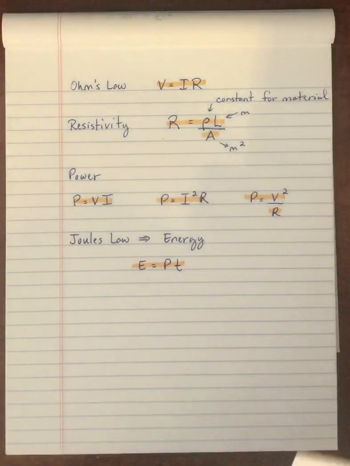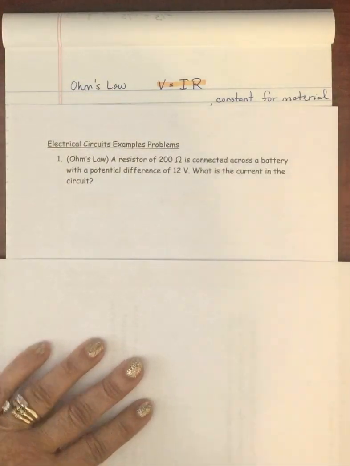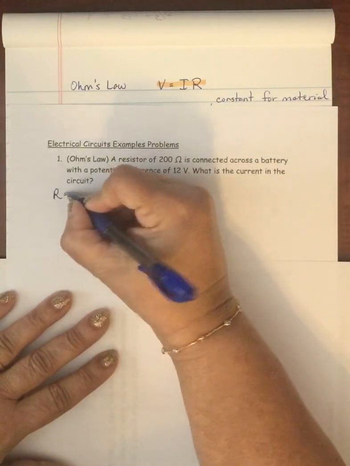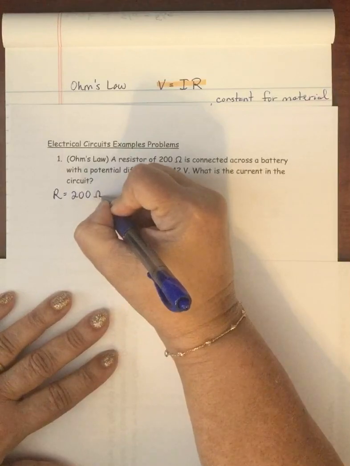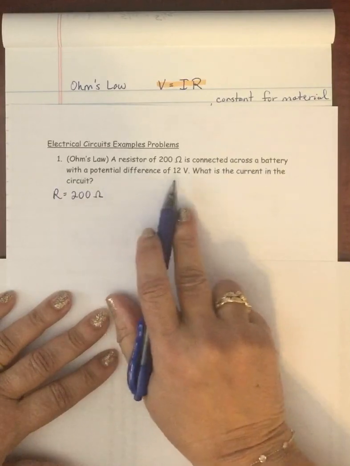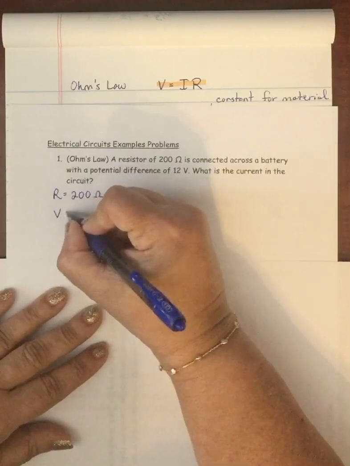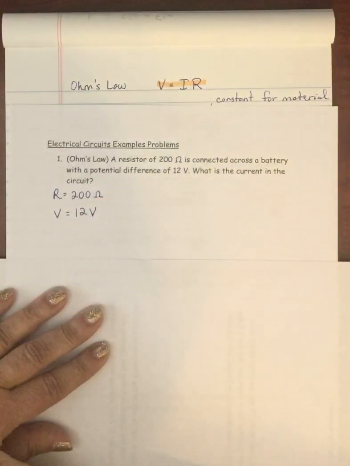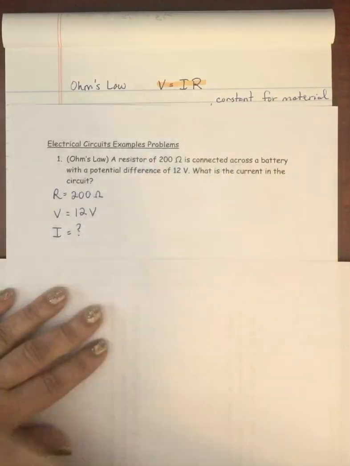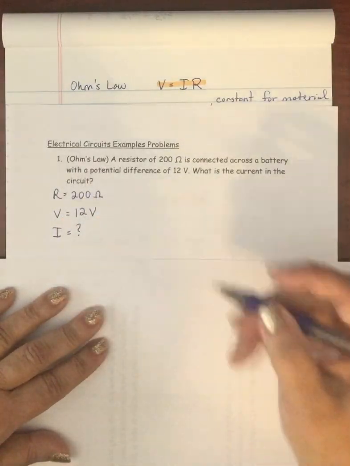So the first one, if you get your example sheet out, on your examples, you have a resistor of 200 ohms. So R equals 200 ohms is connected across a battery with a potential difference of 12 volts. Potential difference and voltage are the same thing with a different name. So 12 volts. What is the current in the circuit? So we're looking for I. So this is obviously an Ohm's law problem, which I told you here. Usually you won't get that little label.